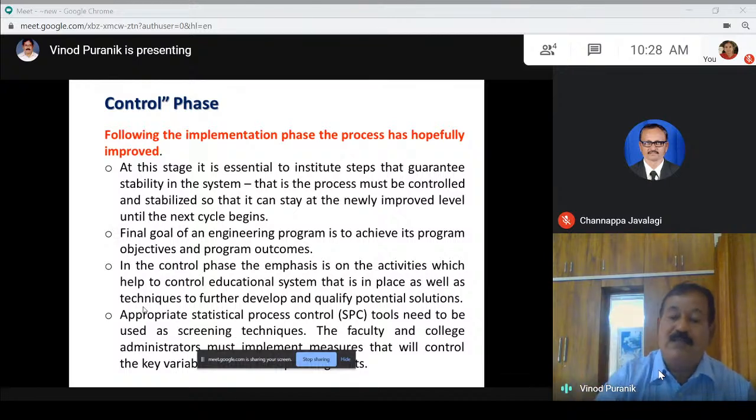As I clearly told, one thing is to stabilize the things. That is again very, very important. Consistency is very, very important actually. So the final goal of an engineering program is to achieve its program objectives and the program outcomes.